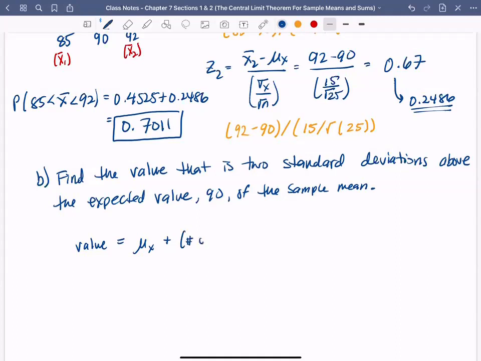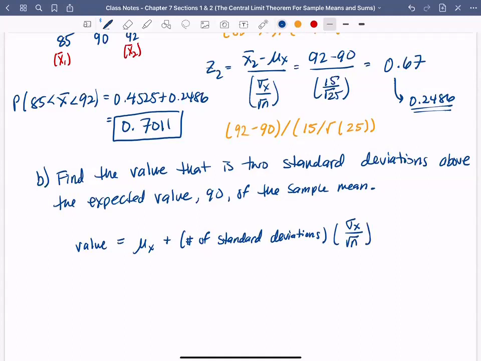The number of standard deviations times our standard error of the mean, which is sigma sub x divided by the square root of n.